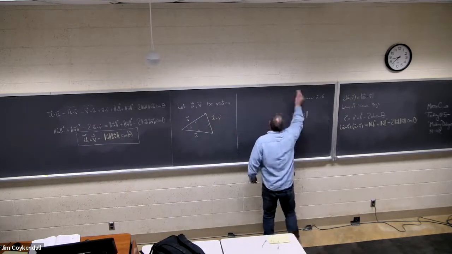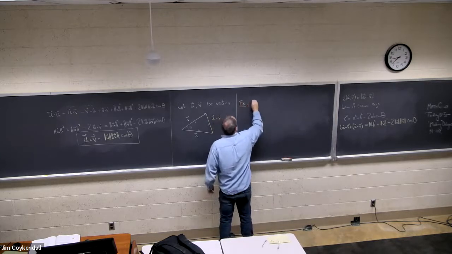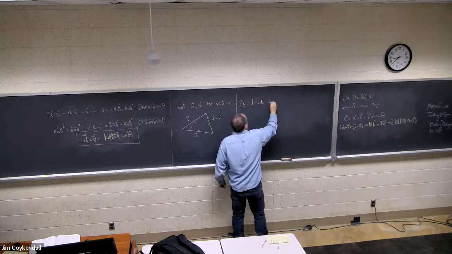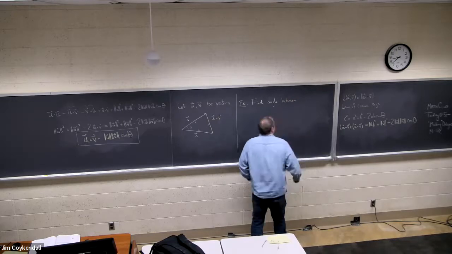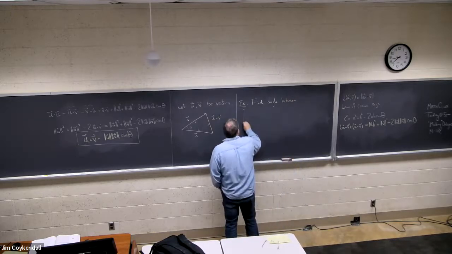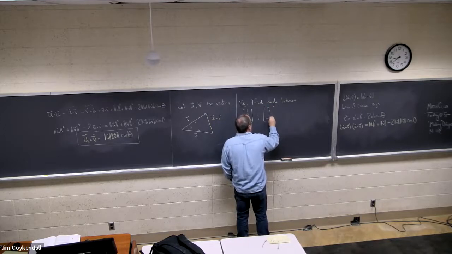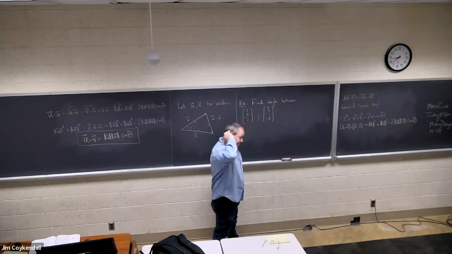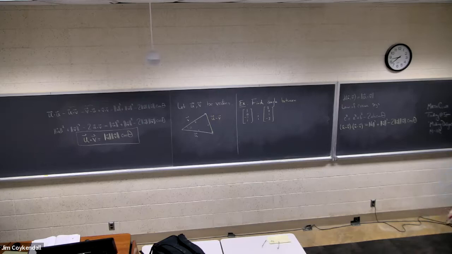So, for example, find the angle between, let me mix it up, (1, 0, -1, 1) and (2, 3, 1, -2). I mean, good luck drawing this at all, right? These are two vectors in 4-dimensional space. I don't really have a good feeling for that. There's no way I can draw it.